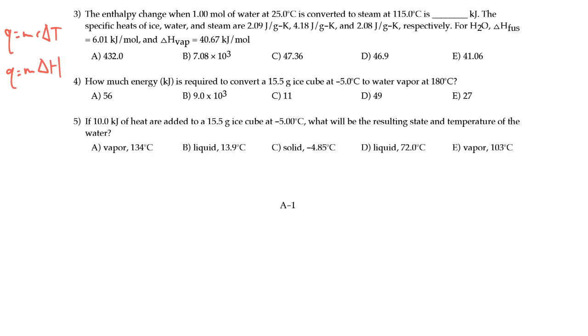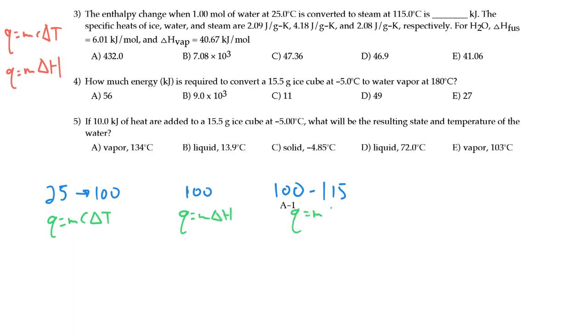Okay, so number 3. I've got 1 mole of water at 25 degrees Celsius. It's converted to steam at 115 degrees Celsius. So to figure this out, we have to do 3 separate calculations. One calculation to increase the water from 25 to 100, one calculation for the phase change at 100, and then a third calculation to increase the temperature from 100 to 115, and then we'll add them all together. So when the temperature is changing, we use Q equals MCΔT, and at the phase changes, we use Q equals MΔH.